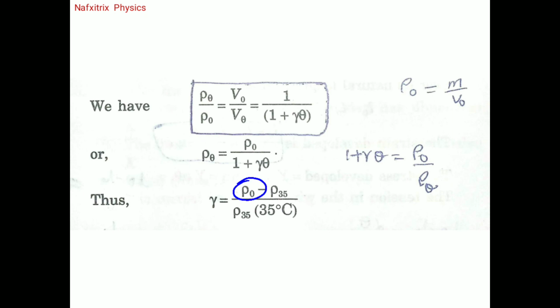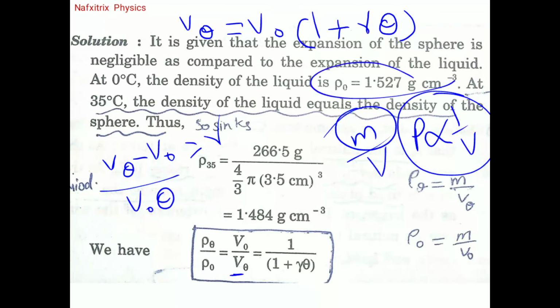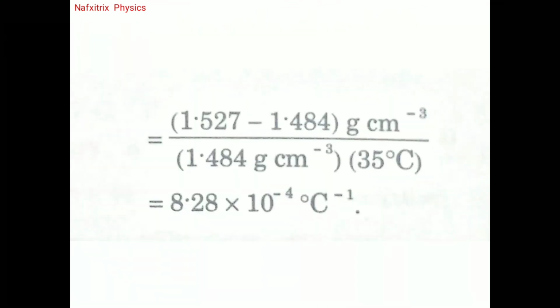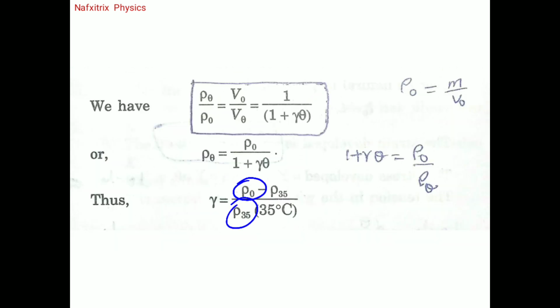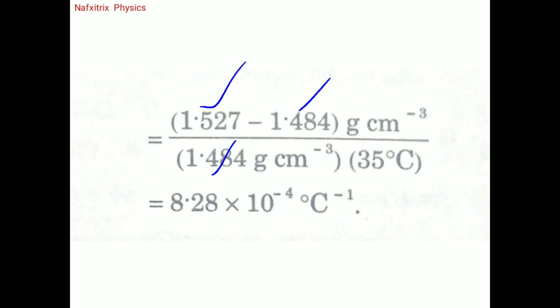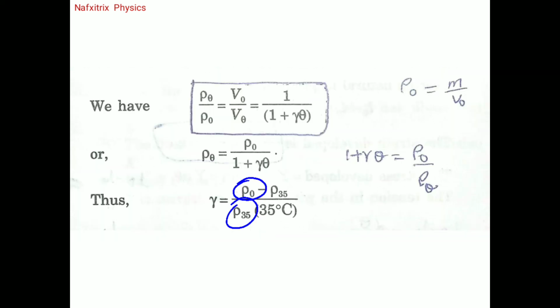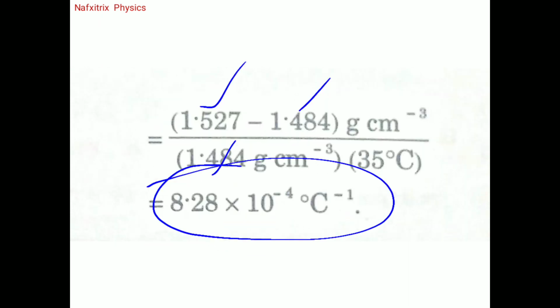So rho naught is the density initially at 0 degree centigrade, and rho theta is 1.484. So 1.527 minus 1.484, divided by rho 35 into 35. If we solve this, finally we get the answer: 8.28 into 10 to the power of minus 4 per degree centigrade. This is the volume expansion coefficient. So finally this is the answer for this question, based on this formula and substitution. So this is the concept. So this is the problem. So thank you.